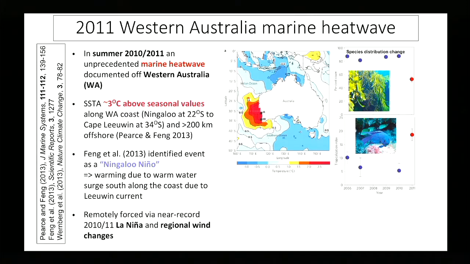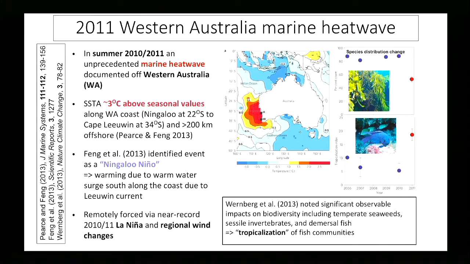And one of the things that Thomas Wernberg said was that it really had noted significant observable impacts on biodiversity, including temperate seaweeds, sessile invertebrates, and a tropicalisation of fish communities, which means that they're basically swimming south.